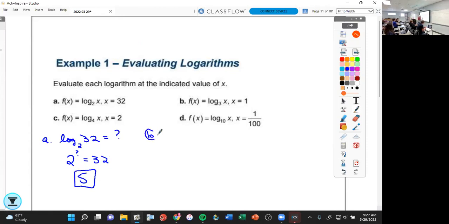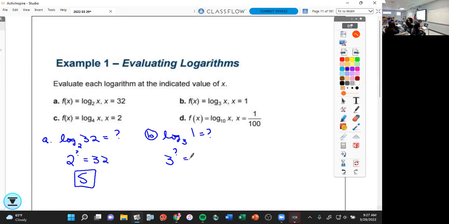Part B says log base 3 of x, where x is 1. That means we've got log base 3 of 1. What's the base? 3. I don't know the exponent, which is the power, but what's this going to equal? 1. 3 raised to what power is 1? 0. Anything raised to the 0 power is 1.